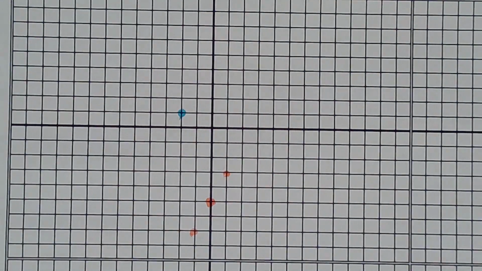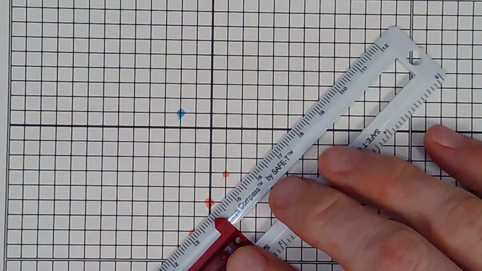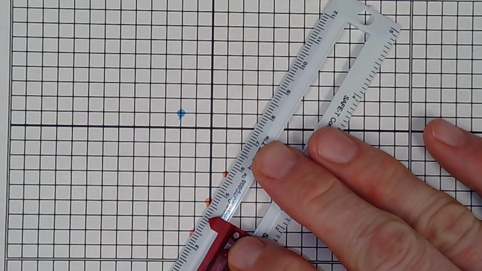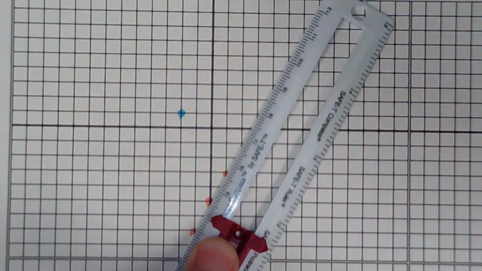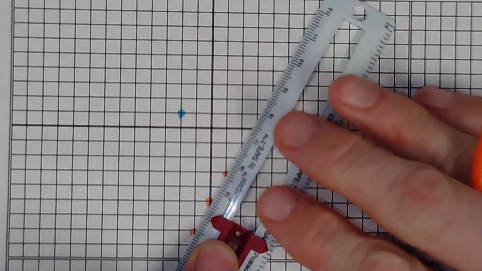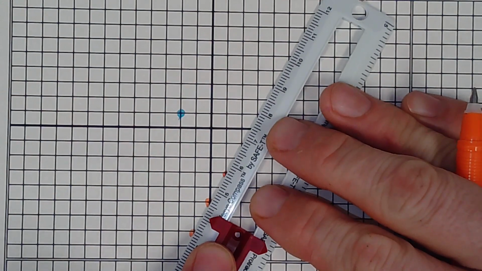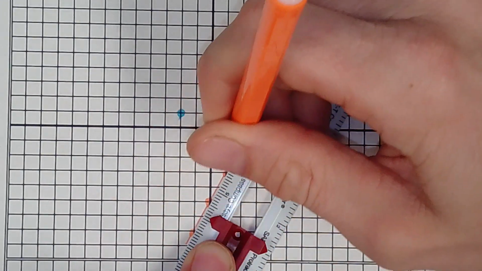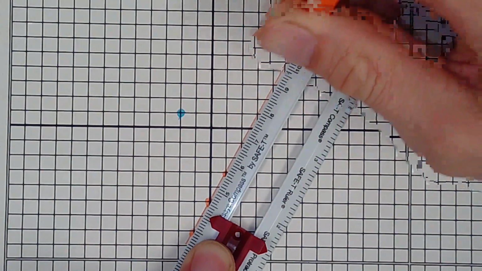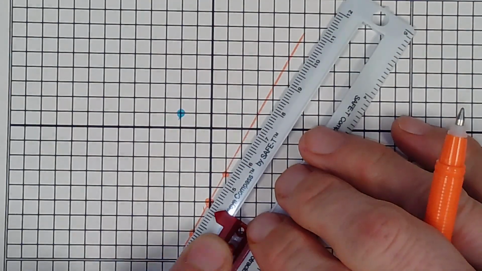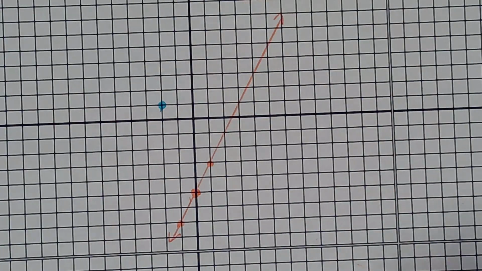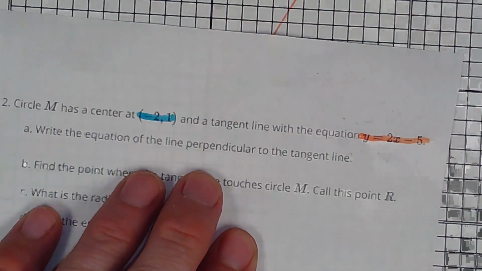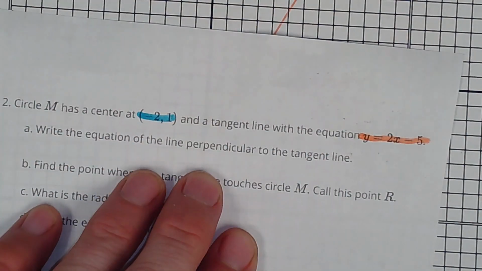So I have 2 points that I can draw my line through. I'm going to use a skinnier line with an orange pen. There's my orange pen. I'll do my best to intersect these points like this, staying on scale. That is my tangent line.